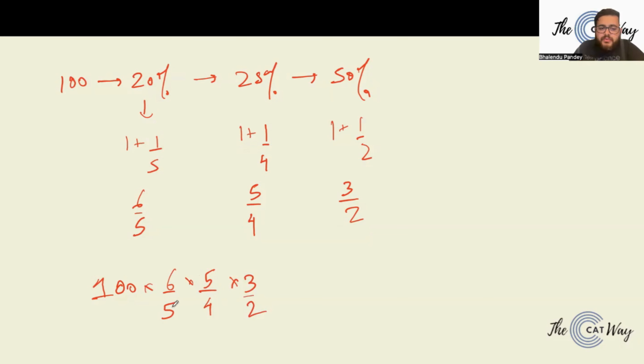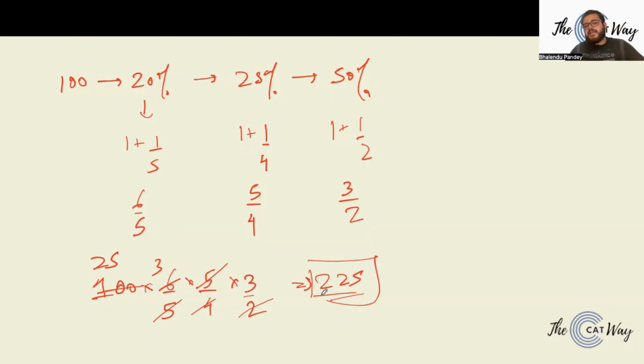Right? Let's see what happens. 5 cancels with 5. 2 goes into 6, 3 times. 4 goes into 100, 25 times. 25 into 3 is 75. 75 into 3 is 225. You see how easily we have been able to calculate the final value.